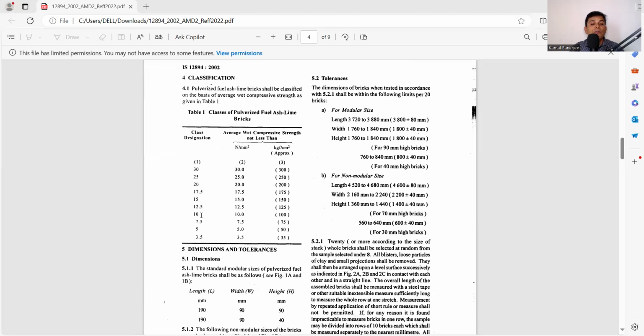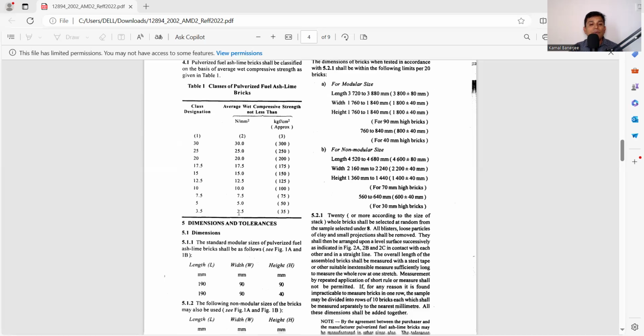If we are getting 7.5, that will be 7.5. If we are getting 12.5, the class designation will be 12.5. So according to the project requirement, what is my requirement of the fly ash bricks compressive strength? Accordingly, we will choose the class of bricks. If my requirement is 15, then we have to choose the class 15 fly ash bricks.